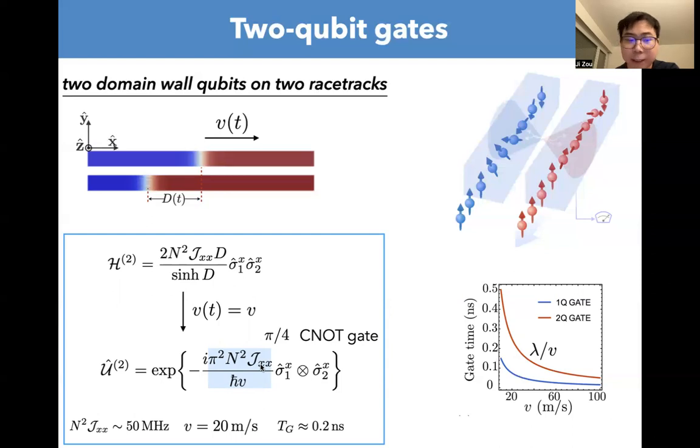And just to give you an idea, when the interaction between these 2 domain walls is about 50 megahertz, which is feasible according to our experimental friends, then we just need to shuttle this domain wall with a velocity of 20 meters per second. In this case, the gate operation time is given by the time for one qubit to go across the second qubit. It's basically given by the domain wall width divided by the velocity. It's about 0.2 nanosecond.